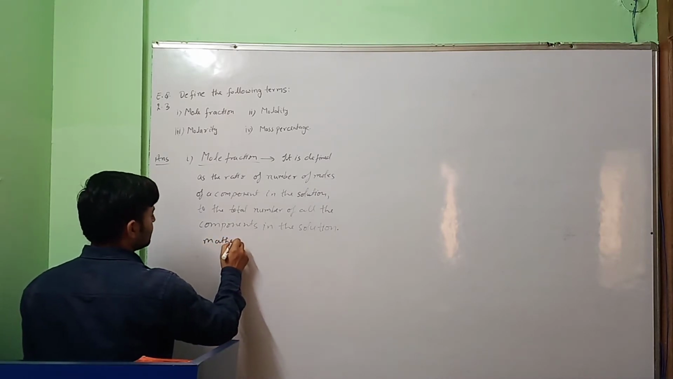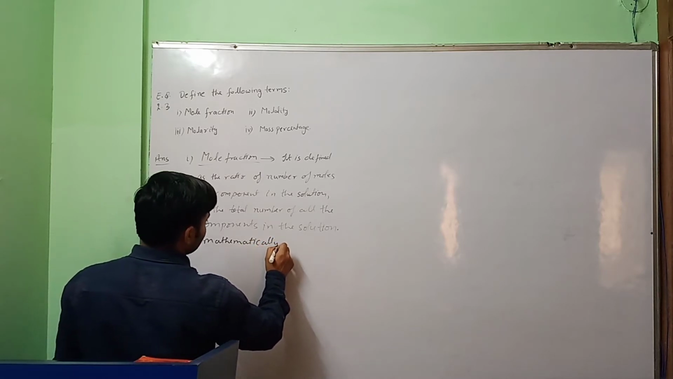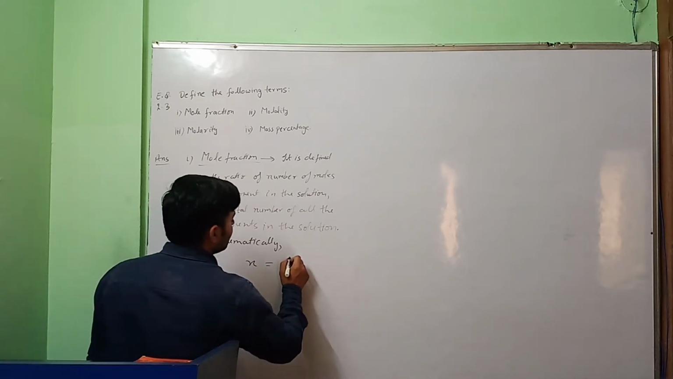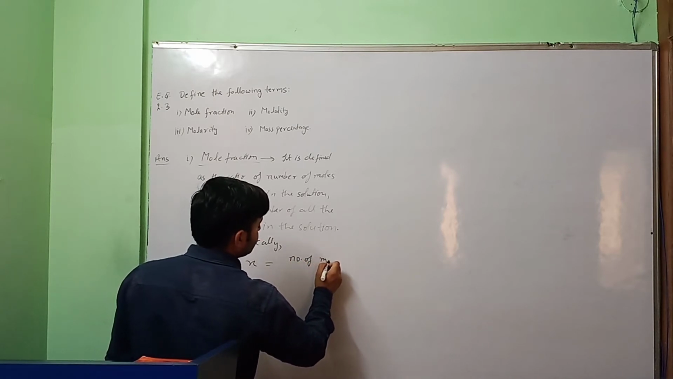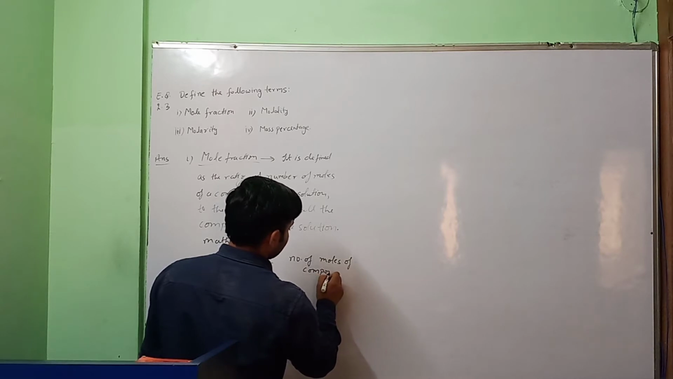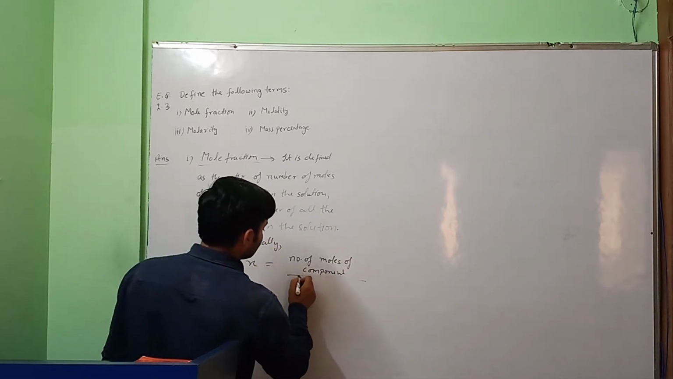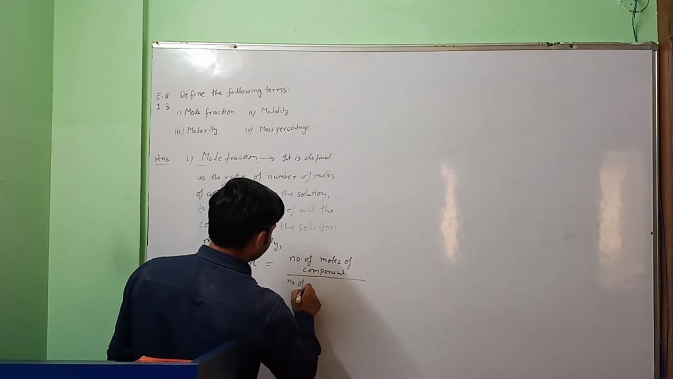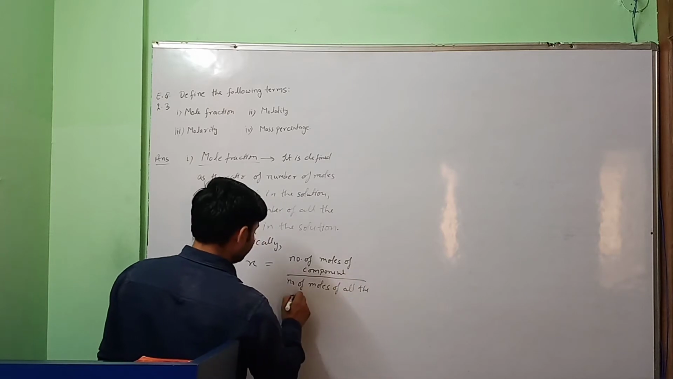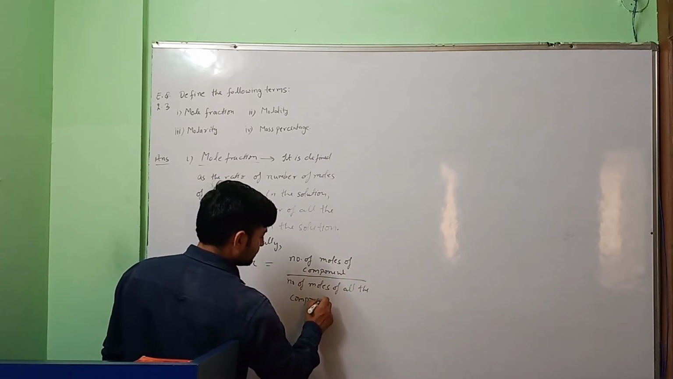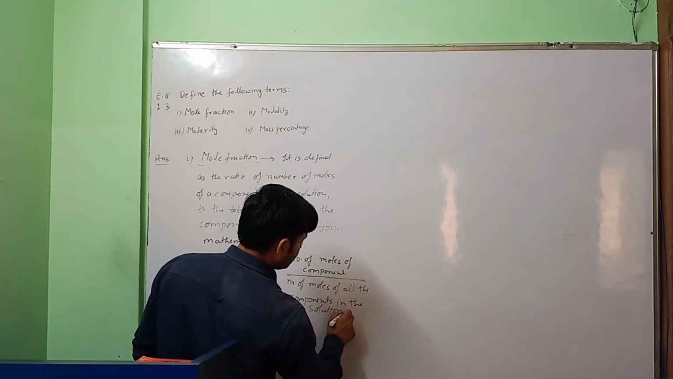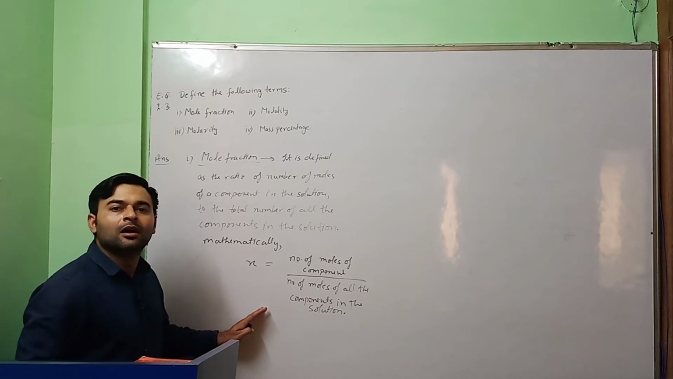Mathematically, mole fraction X is equal to number of moles of component divided by number of moles of all the components in the solution. So this is how we will define the mole fraction.